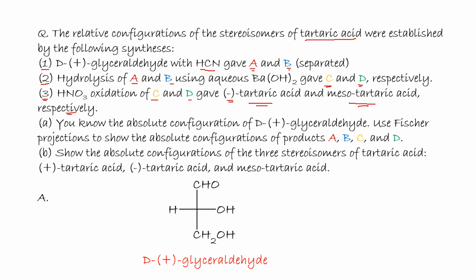You know the absolute configuration of D-(+)-glyceraldehyde, the OH on the right. So show the absolute configuration of A, B, C, and D. Show the absolute configuration of the three stereoisomers of tartaric acid: (+)-tartaric acid, (-)-tartaric acid, and mesotartaric acid.